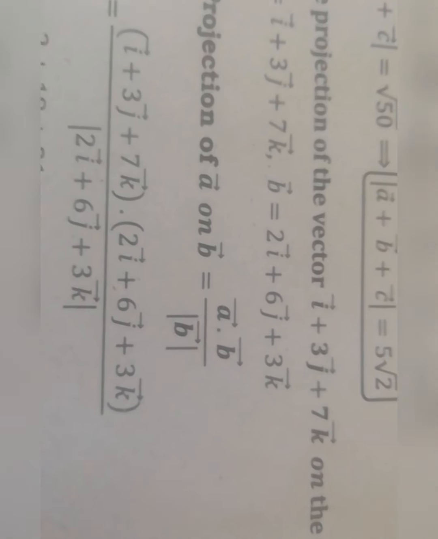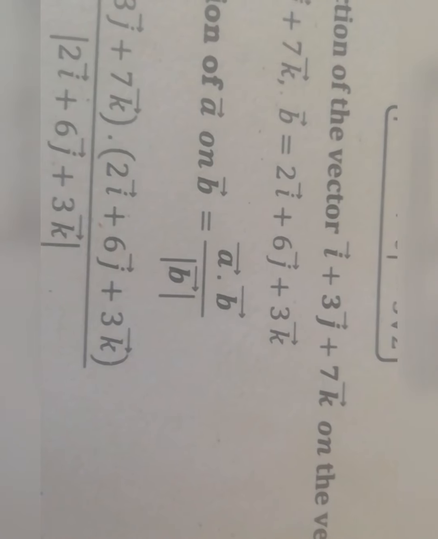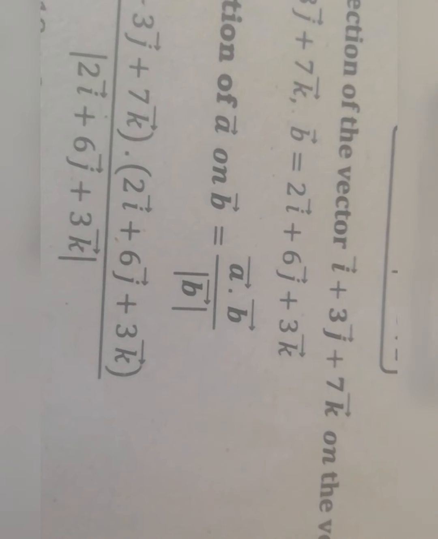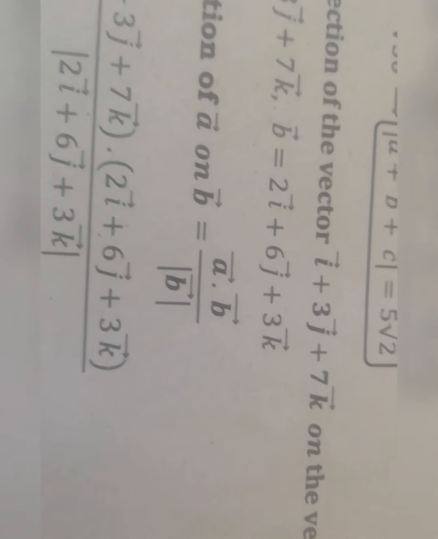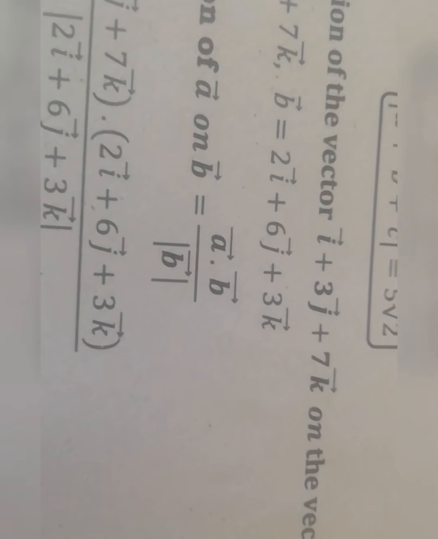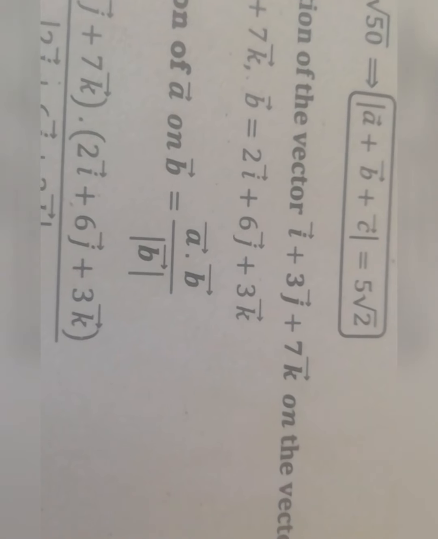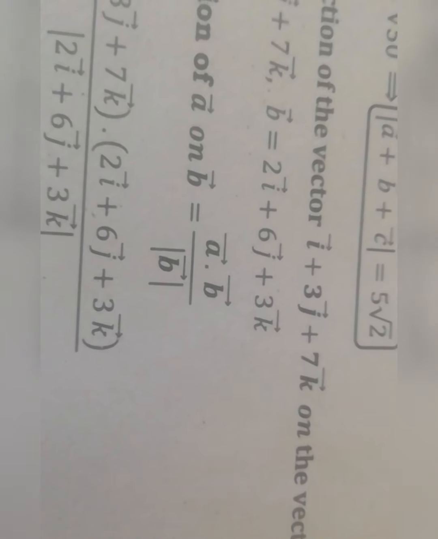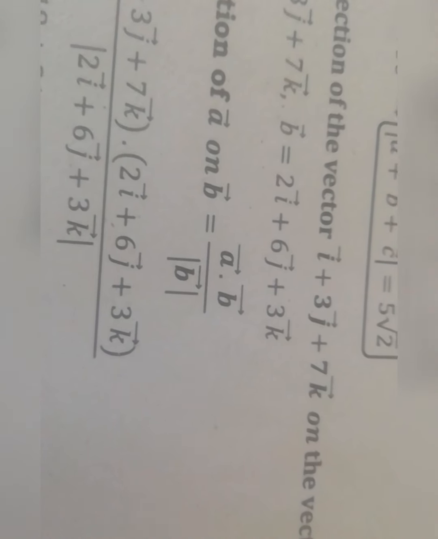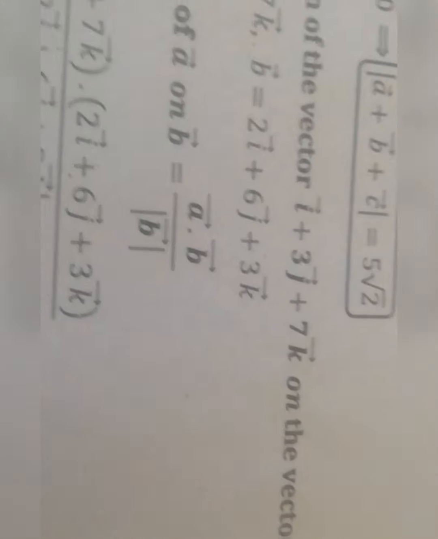Projection of a vector on b vector equals a vector dot b vector divided by modulus of b vector. If it is asking projection of b vector on a, then a dot b divided by modulus of a vector. If you are asking a vector on b vector, the answer is a vector dot b vector divided by modulus of b. If b on a, that also is a dot b divided by modulus of a. That's the only difference.